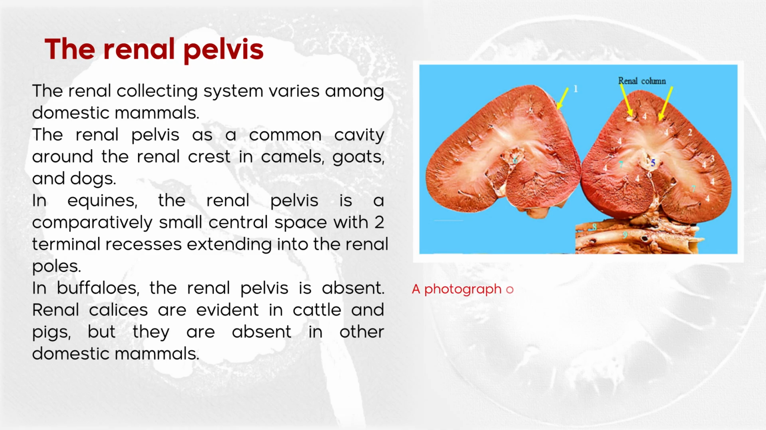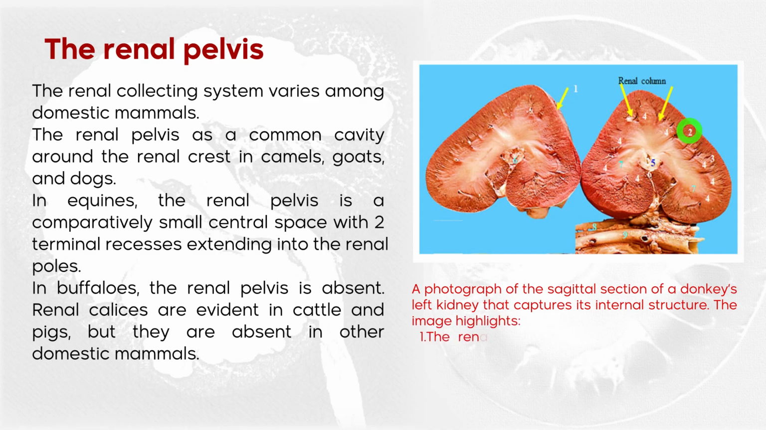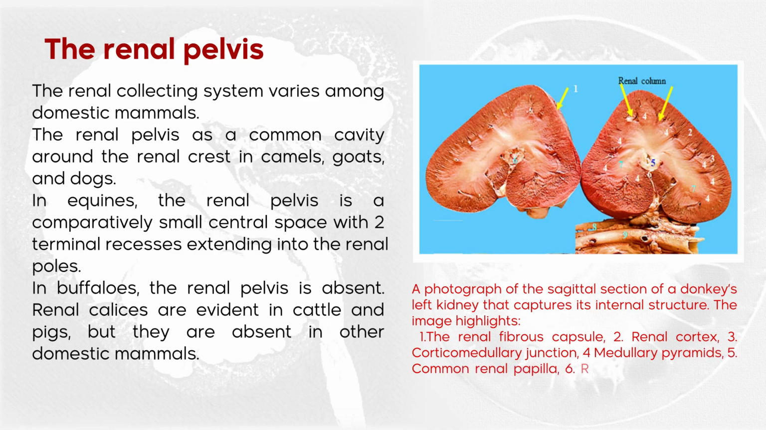A photograph of the sagittal section of a donkey's left kidney that captures its internal structure. The image highlights 1. The renal fibrous capsule. 2. Renal cortex. 3. Corticomedullary junction. 4. Medullary pyramids. 5. Common renal papilla. 6. Renal pelvis. 7. Terminal recesses. 8. Ureter. 9. Abdominal aorta.